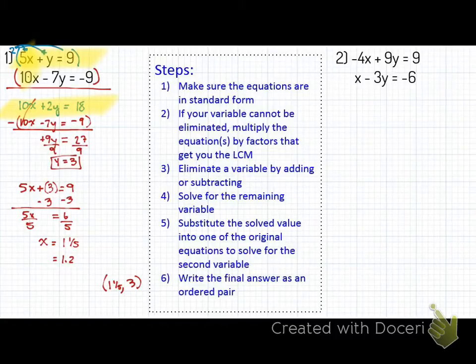Let me do one more here. Got negative 4x plus 9y equals 9. And then we got x minus 3y is equal to negative 6. Again, I'm looking for common numbers. So the x's, there is no common number. And the y's, there is no common number.